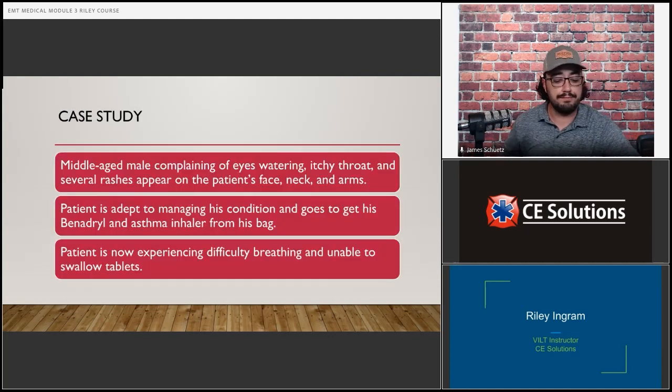All right. So case study on this one. We're going to have a middle-aged male complaining of eyes watering, itchy throat, and several rashes appear on the patient's face, neck, and arms. Okay. Let's go back into this little backstory here. Okay. So you're a paramedic. You're in paramedic school, right? You are at your psychomotor skills testing day.